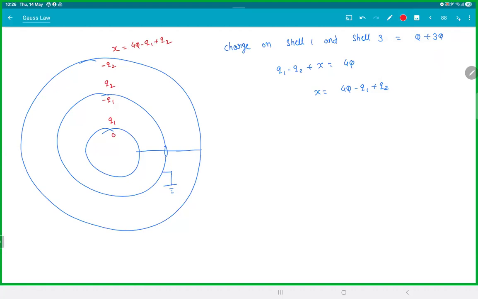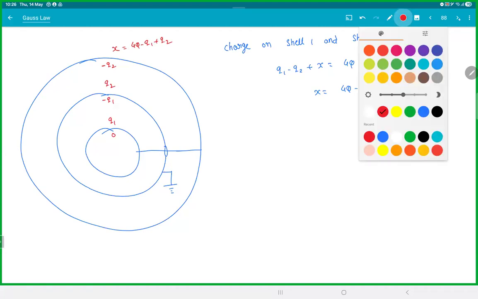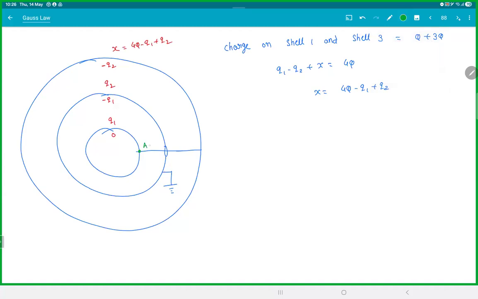This is the first step. Then what will you say? Define 3 points A, B, C. So this is A, this is B, and this is C. Since A and C are connected by wire, VA is equal to VC. That will give you one equation.